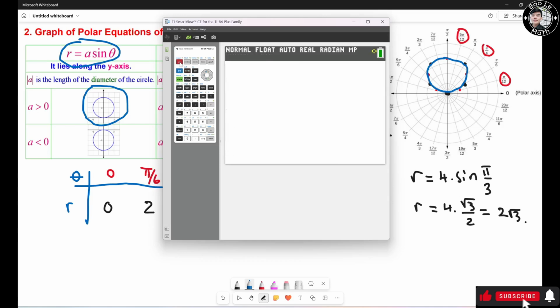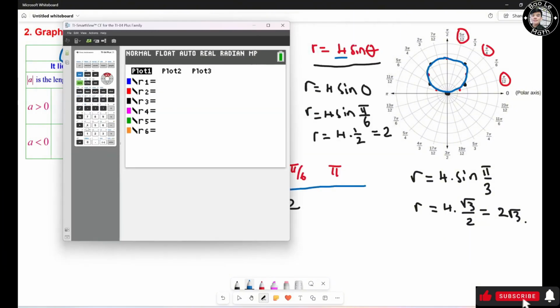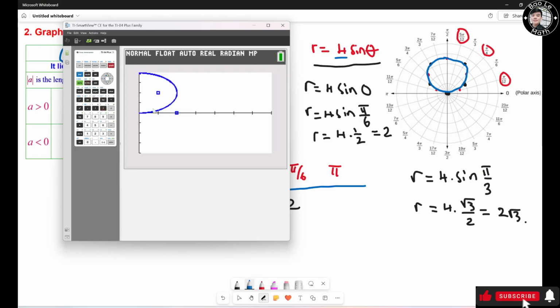Now you need to hit y equals, which is right here. You need to clear this function. Then on the top right here, you hit the key for sine theta. So for sine, and then you hit graph. It's going to be like this.